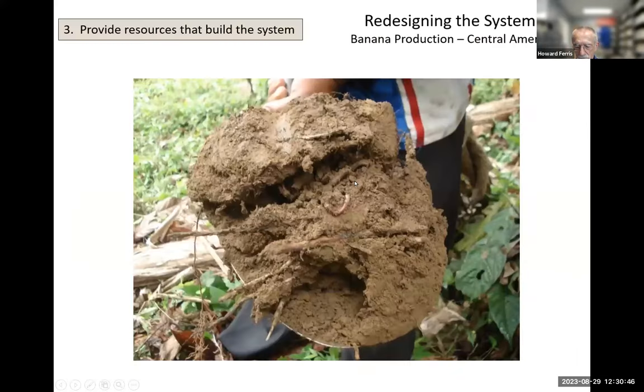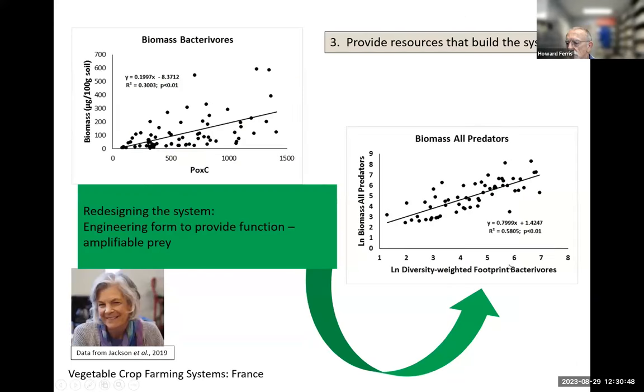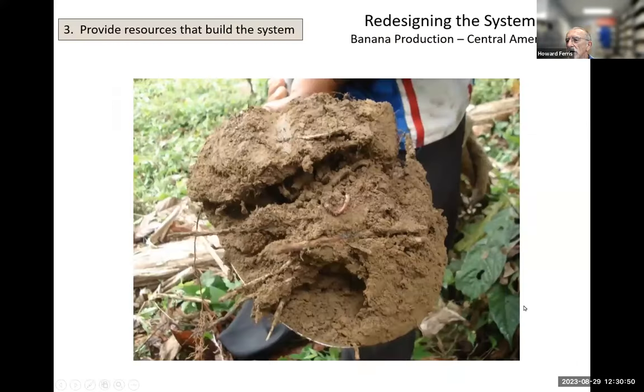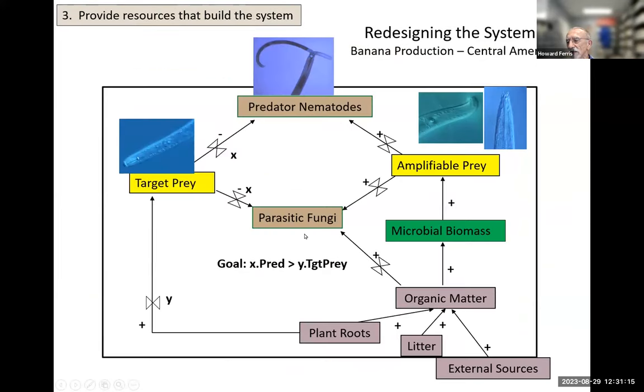As a result of that, we find that if there are more predators present, we have more regulation of the plant feeding nematodes. So this is the soil from that banana plantation in Costa Rica that was grown with the sort of natural cover crop and very diverse system. You can almost smell and taste the soil from the slide.